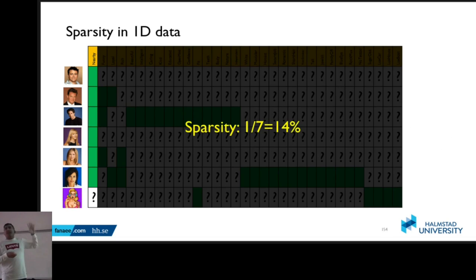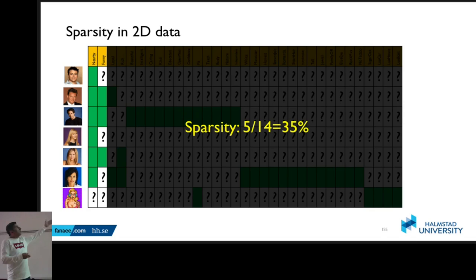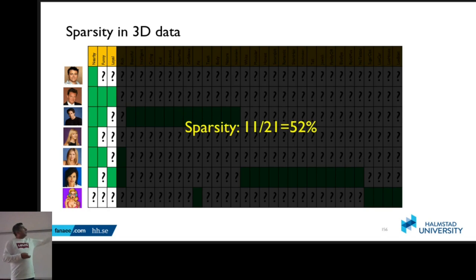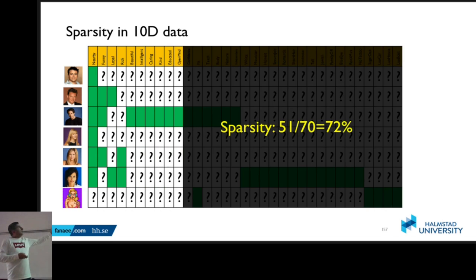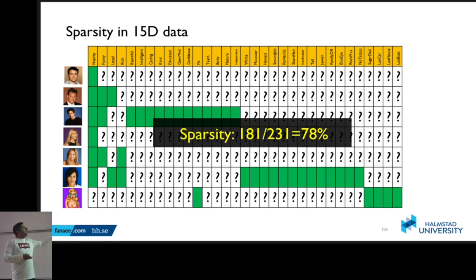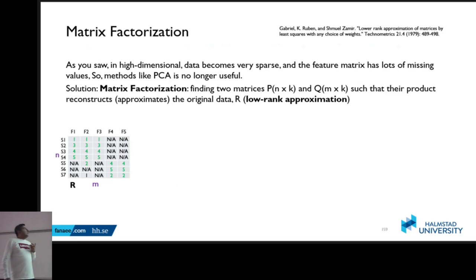So let's again limit ourselves to one-dimensional data. Sparsity is 1 to 7. There is one question mark, and there are six observations. And then we have 7 cases, so it becomes 1 to 7, about 14%. If you go to two dimensions, it becomes 35% sparsity, 52% for 3D data, 72% for 10D. And finally, with 15 dimensions, we have 78%. This is a high number of missing values.